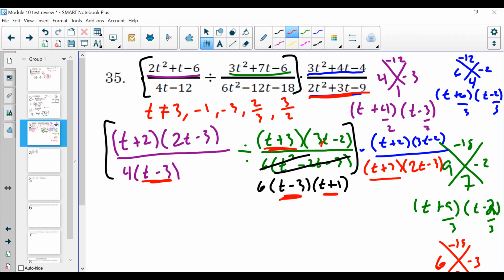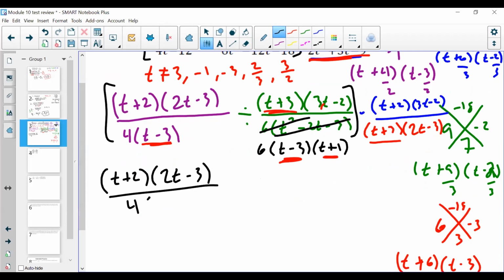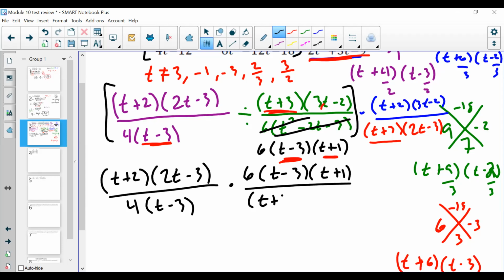And now I'm going to go ahead and start canceling stuff out and see what I can do. So for these first two, the purple and the green one, I can cancel out. Well, before we cancel out, let's actually just flip it so we can see what's happening. So I'm going to flip the second one first to get t plus 2 and 2t minus 3 all over 4 times t minus 3, multiplied by, I'm going to flip this to get 6 times t minus 3 times t plus 1 all over t plus 3 and 3t minus 2.